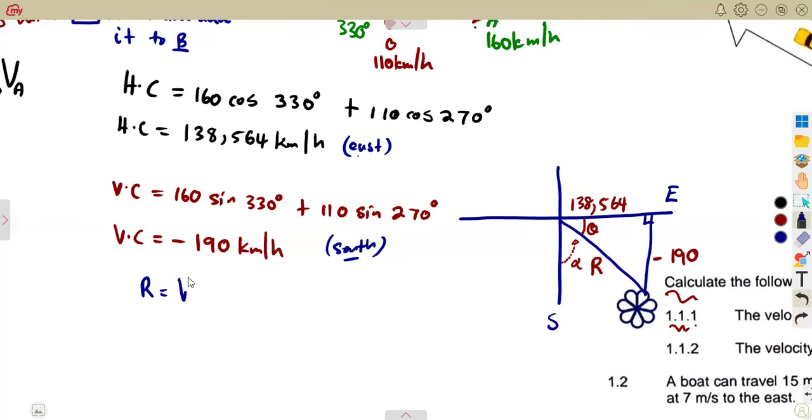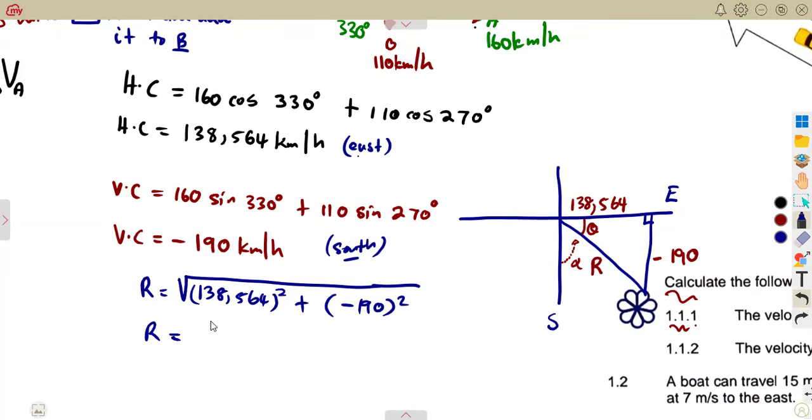So this is the square root of the horizontal component squared. So we've got the horizontal component. All right. Then we also consider the vertical component. That's a negative 190 there, or you can just write it as 190. There's no need. All right. So that was going to give us at the end 235,159 kilometers per hour. So that is the idea there.